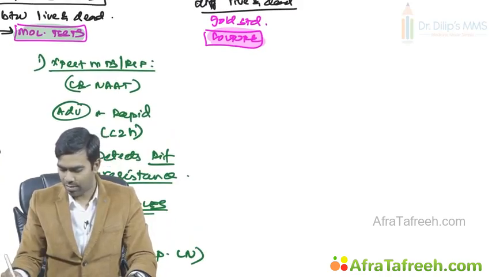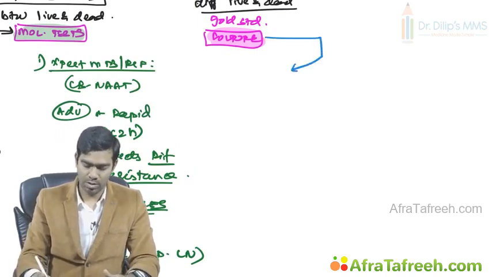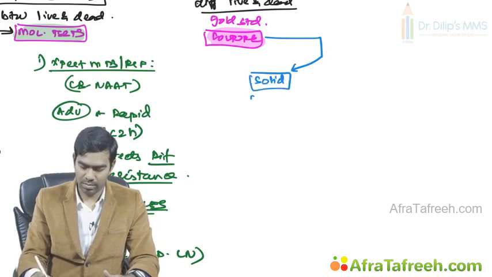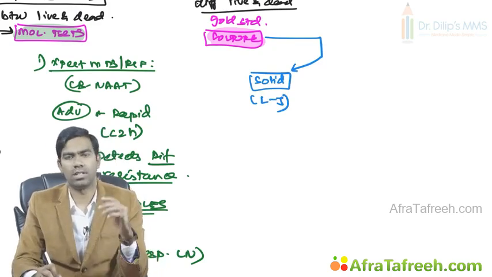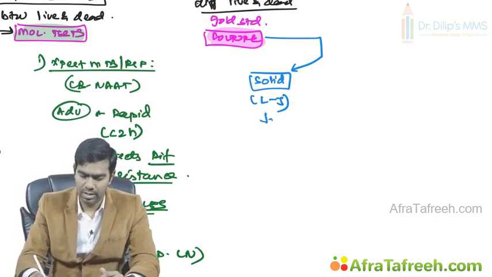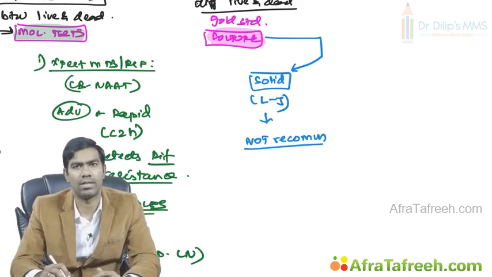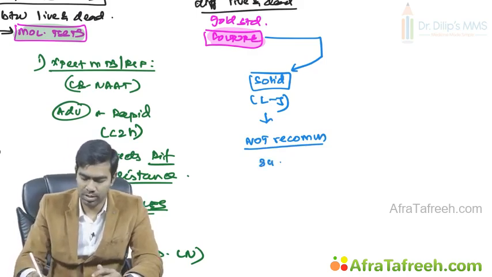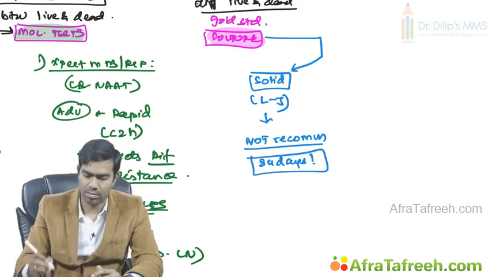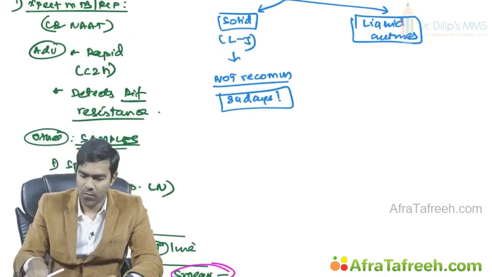Then finally, you have culture testing. You have two types of culture testing, I told you. One is the traditional solid medium, that is otherwise referred to as the Lowenstein-Jensen medium, LJ medium. And this is absolutely obsolete and it is not at all recommended by any guideline, including WHO as well as RNTCP guidelines, because the results may take up to 84 days to come. So we're not going to use them anymore. But currently we are moving down to liquid cultures. Liquid cultures, you have two types.